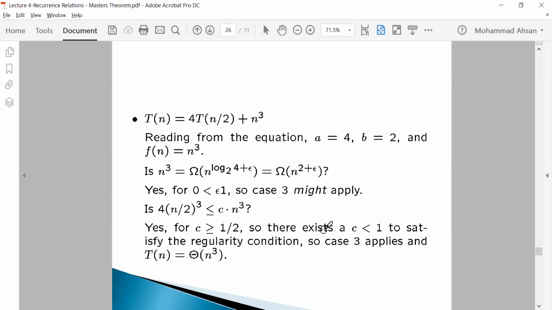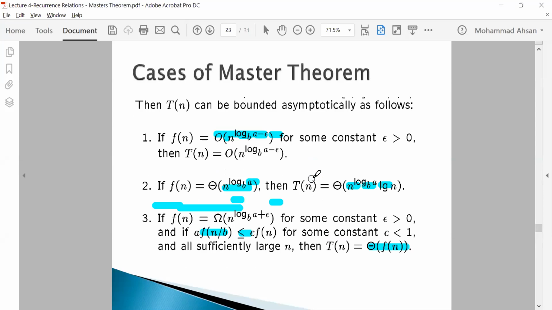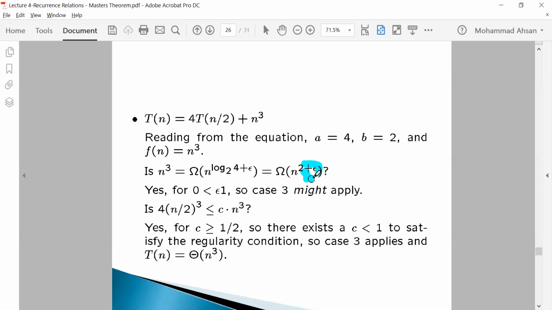Similarly, this is the example of case number 3. You have to figure out which case it belongs to. So your f(n) is n cubed, and again you are getting n square when you do n to the power log a base 2. So n cube is obviously greater than n square. So n square plus some epsilon value, which can be, let's say, 0.1. So epsilon is greater than 0, so yes, it will be 0.1, for example.